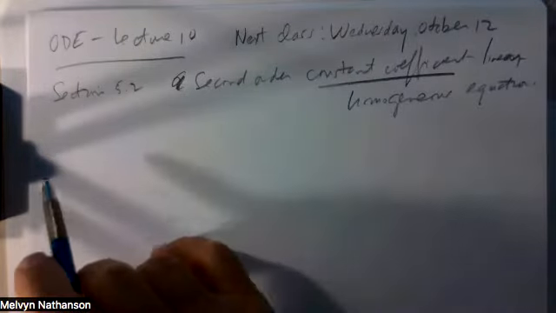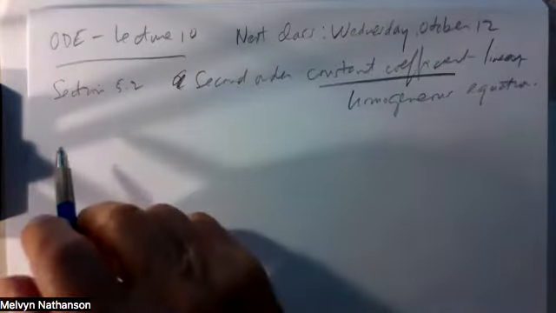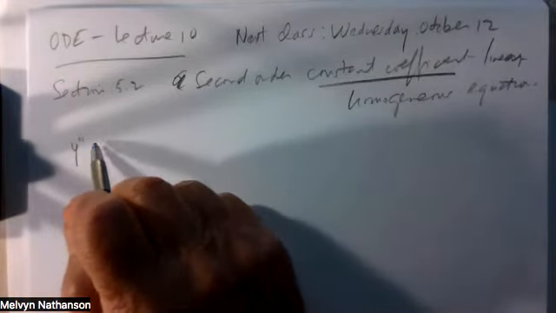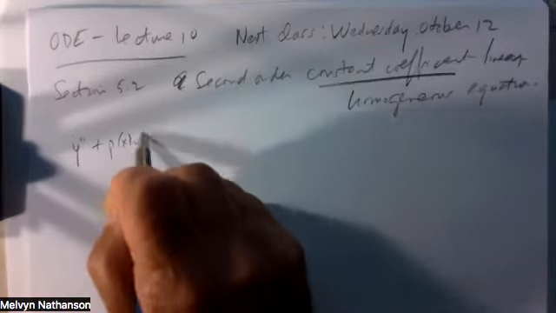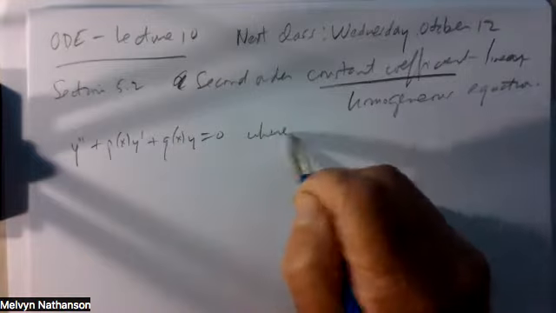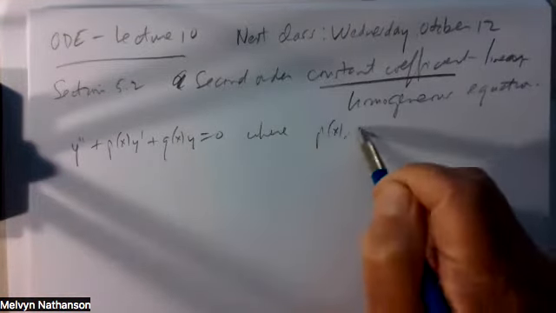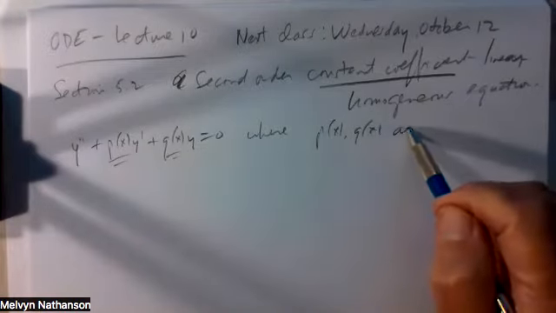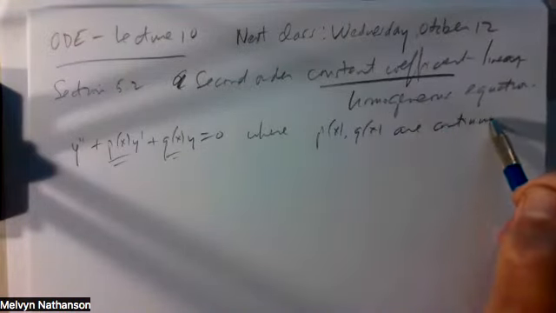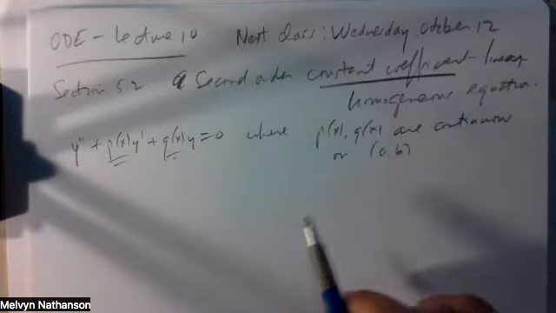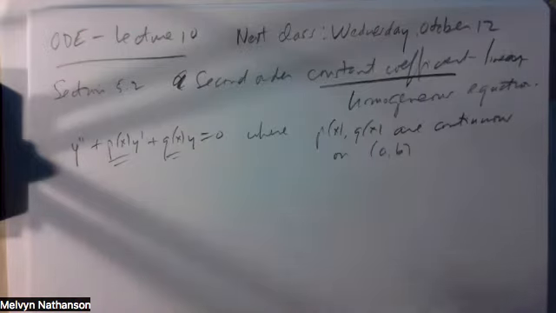So you remember that the general linear second order equation that's homogeneous is of the form y double prime plus p of x y prime plus q of x y equals 0, where p of x and q of x, the coefficients of y prime and y, are continuous on some open interval from a to b, which could be finite or infinite in length. And such an equation has a unique solution.